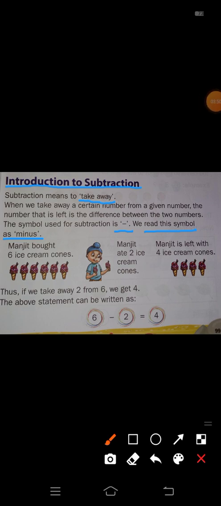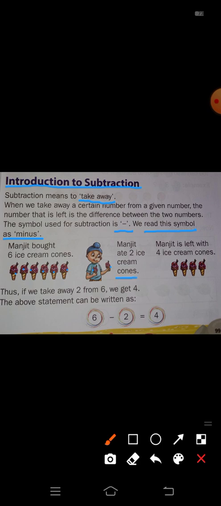Manjit bought 6 ice cream cones. Just see, 6 ice cream cones are there or not? 1, 2, 3, 4, 5, 6. Yes. Manjit bought 6 ice cream cones. And Manjit ate 2 ice cream cones. How many ice creams did Manjit eat here? 2 ice creams. So see here, 1, 2. So Manjit ate 2 ice creams.